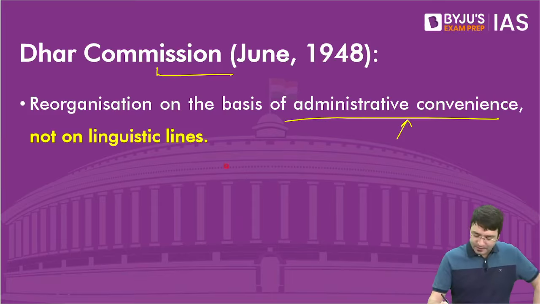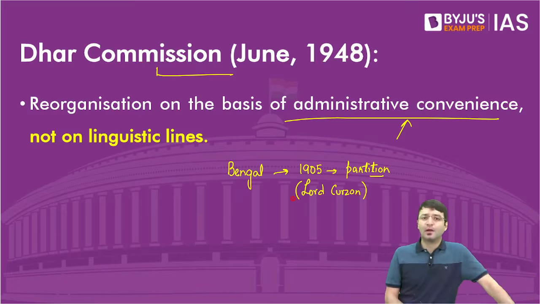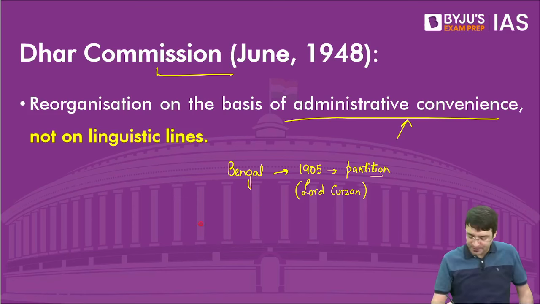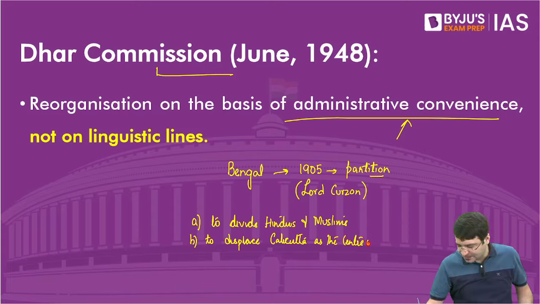Let me give you a question. For example, we had Bengal. The year was 1905 when Bengal was partitioned. Lord Curzon was basically the ruler of India. For which of the following reasons was Bengal partitioned by Lord Curzon in 1905? A. To divide Hindus and Muslims. B. To displace Calcutta as the center of India. C. For administrative convenience. D. All of the above.